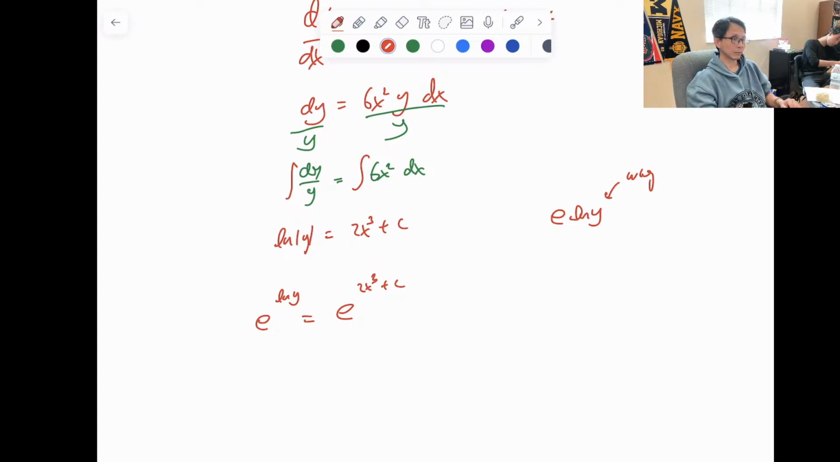This multiplication gets messy. So what happened is, this is a rule that usually people don't know: a to the m times a to the n is a to the what? m plus n. Good. So I'm going backwards. So this one is going to be y equal to e to the 2x cubed plus c. So that's going to be e to the 2x cubed times e to the c.